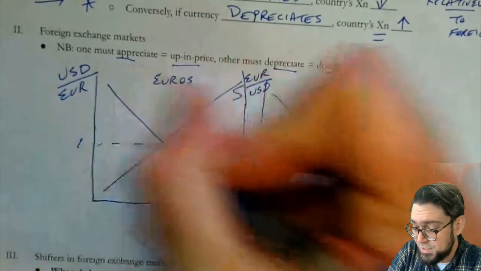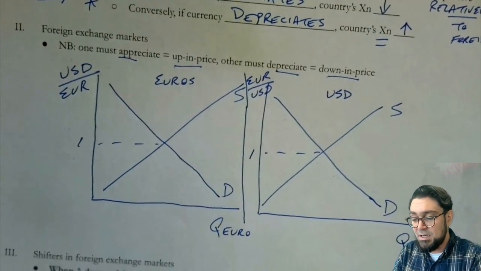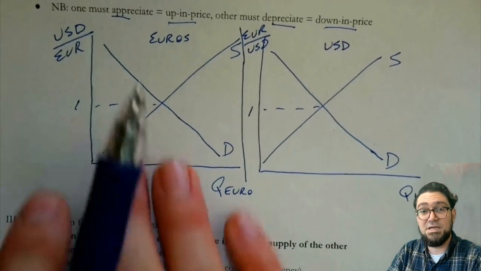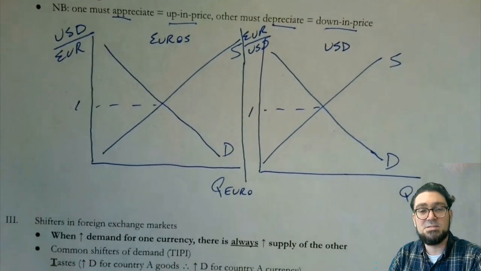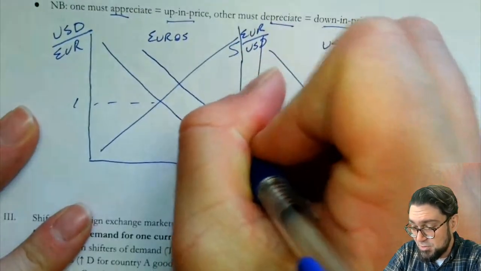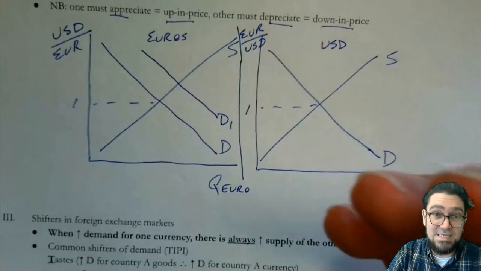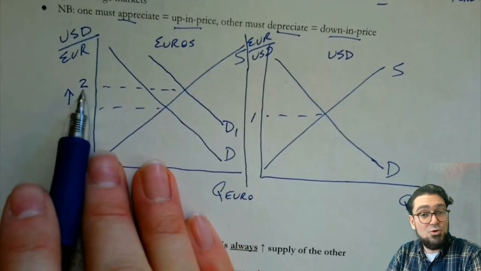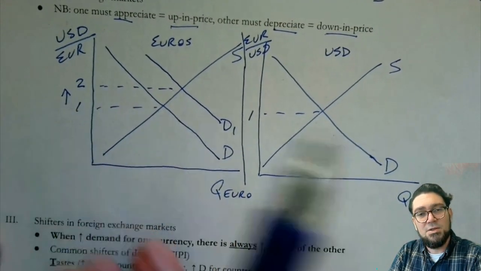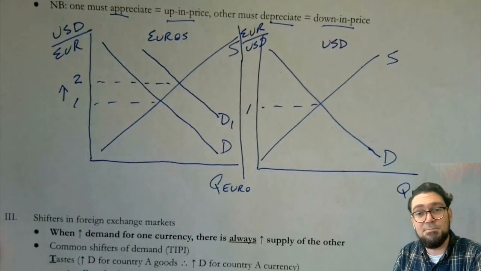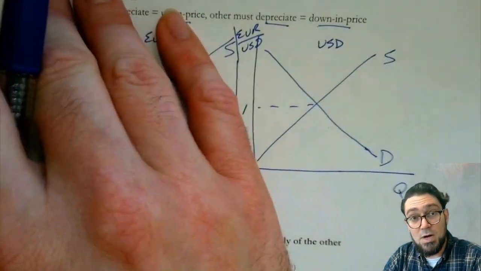So if we said that they were 1-to-1 to begin with, and maybe there was a greater demand, a shifter here, a greater demand for European goods by Americans. So the Americans say, gee, I really love European stuff. Well, that might increase the demand for euros because in order to buy the European stuff, they need the euros to do it. And that would cause the euro to appreciate, to go up in price. We'll say that now the new euro price in dollars is 2. The way we would read that is to say now it takes 2 US dollars to buy 1 euro, and it only used to take 1. So the price of the euro went up, the euro appreciated.